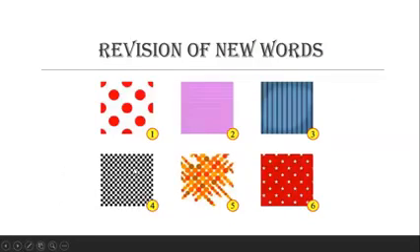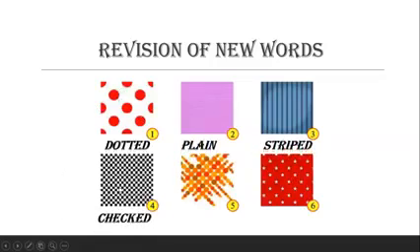We learned these stripes in our last lesson. So do you remember that? If you don't remember, that's fine. You can see that again. First picture. What's that? There are so many dots, yes? So we say that dotted. And next one there is nothing in here, so we can say plain. And the next one is striped and checked.